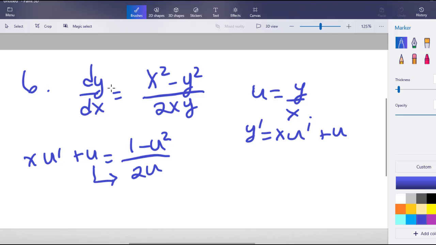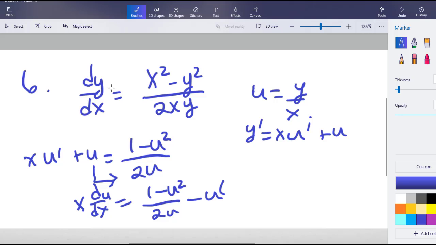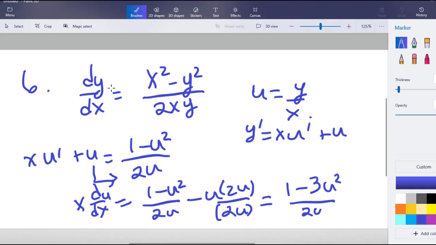We'll move this term to the other side and have x times du dx equals 1 minus u squared over 2u minus u. We're subtracting fractions. In order to subtract fractions, you need to have a common denominator. So we'll multiply this second term by 2u divided by 2u, and this simplifies as 1 minus 3u squared divided by 2u. The differential equation that results is separable.